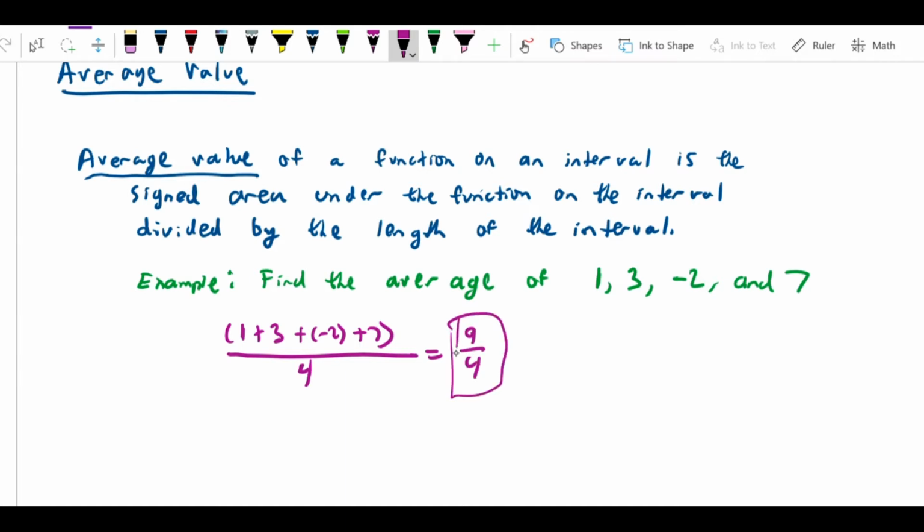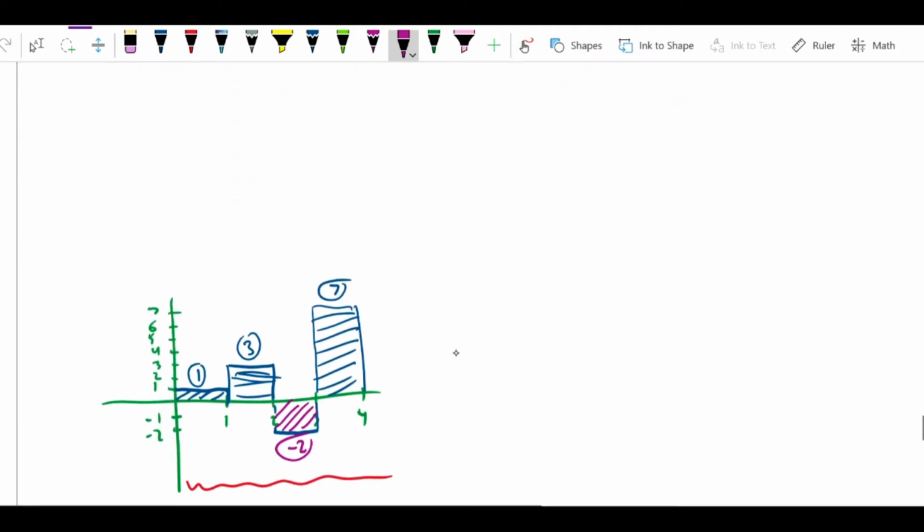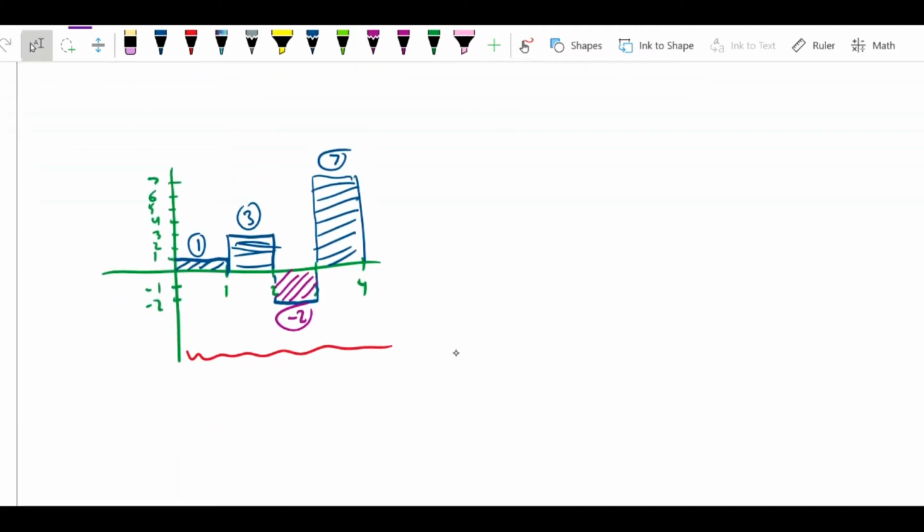But let's take a slightly different view of this. Let's suppose that I plotted these numbers on a graph like this. What I have is a graph where each number that I'm trying to average gets a piece of a bar chart in the graph. So the number 1 is just a rectangle of height 1 and width 1. The second number is a rectangle of height 3 and width 1.